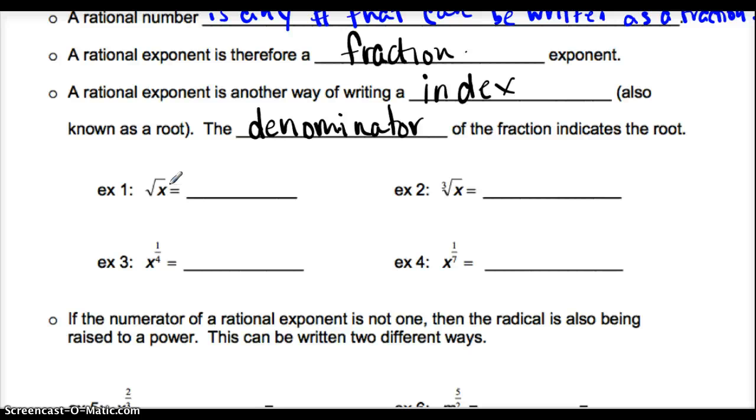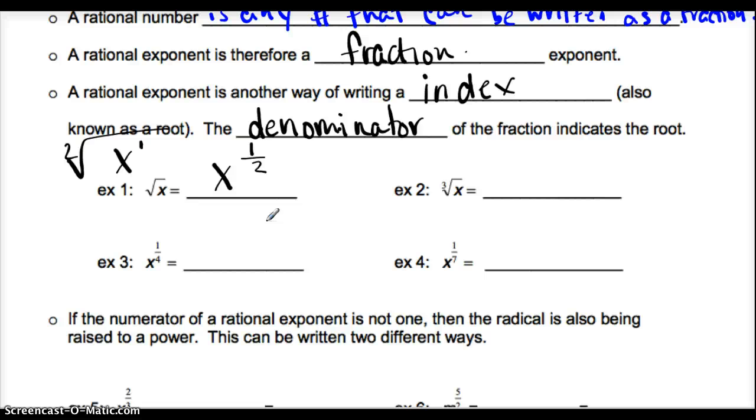How many x's do I have inside? 1. So can I make a group of 2? No. But what we're learning today is what's that exponent on that x? 1. There's a 1 right there. It's an understood 1 if I don't have an exponent. What's the understood index? 2. So watch what I'm going to do. That's going to be the same as x to the 1 over 2. So that radical can become a rational exponent by doing the exponent of the variable over the index number. Are you with me?